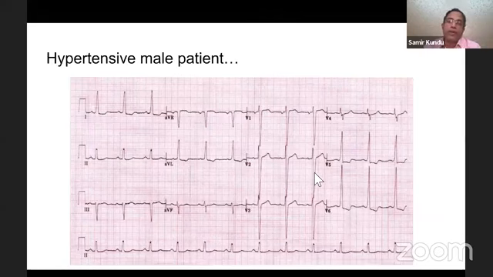This is a hypertensive patient. These are the pressure overload features due to hypertension.